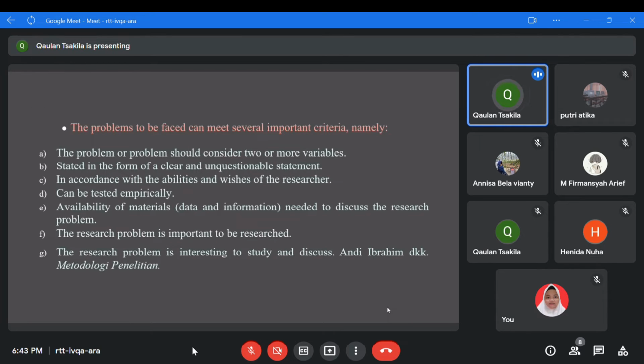The problems to be faced must meet several important criteria, such as, first, the problem should consider 2 or more variables, and then be stated in the form of a clear and unquestionable statement in accordance with the abilities and wishes of the researcher, can be tested empirically, with availability of materials like data or information needed to discuss the research problem. The research problem is important to be researched. The research problem is interesting to study and discuss.